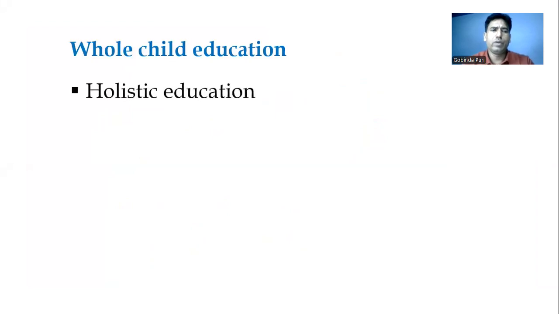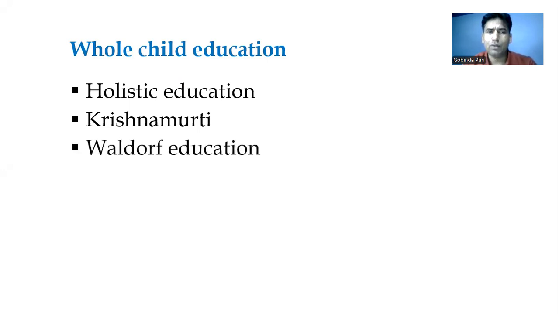So, whole child education is also called holistic education. In this regard, three schools of thought are mentioned in the text, or three scholars' perspectives, their ideas. The first one is Jiddu Krishnamurti, the second one is Rudolf Steiner, whose idea is known as Waldorf education, and the third one is the Montessori method.